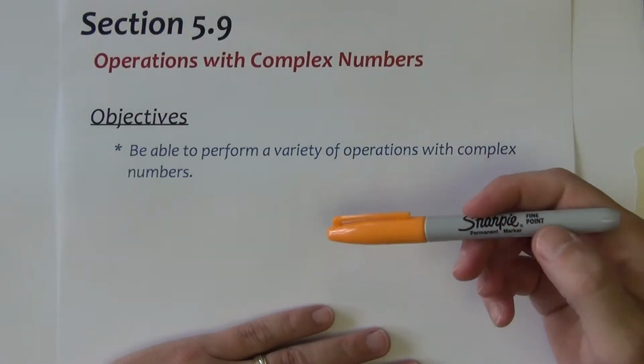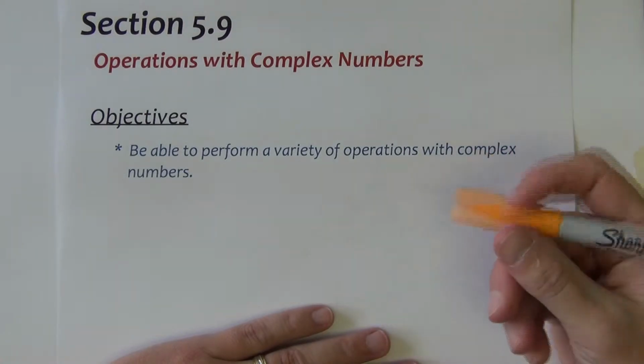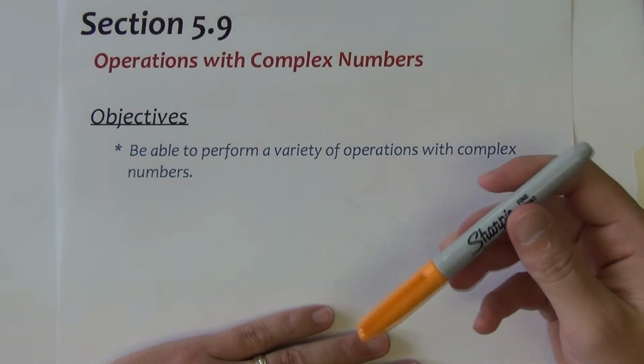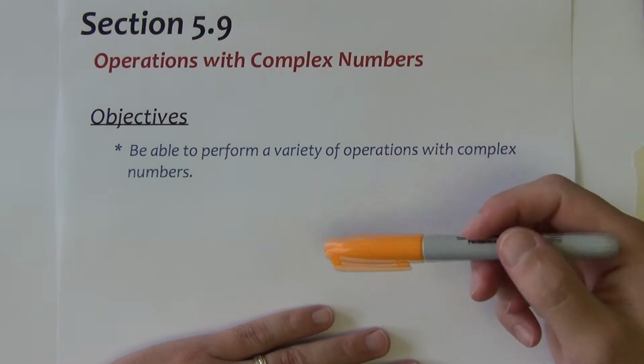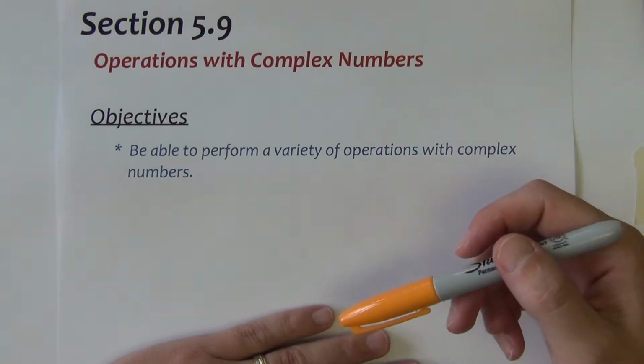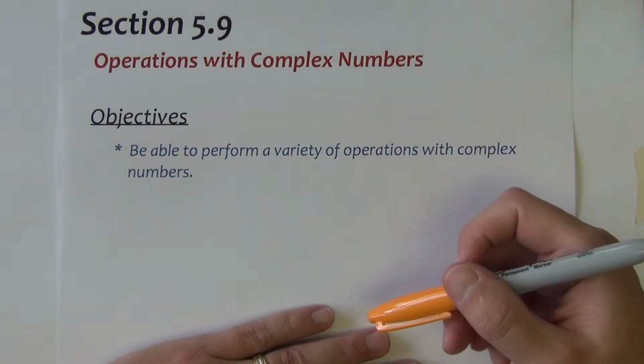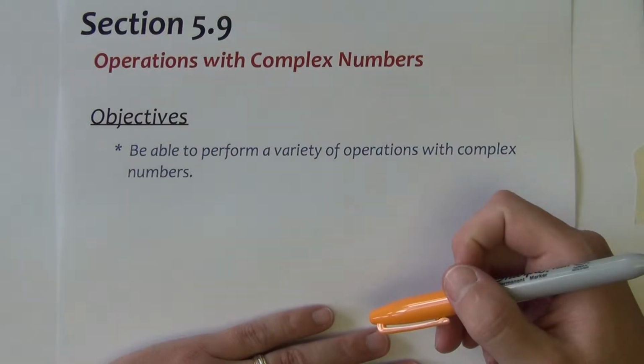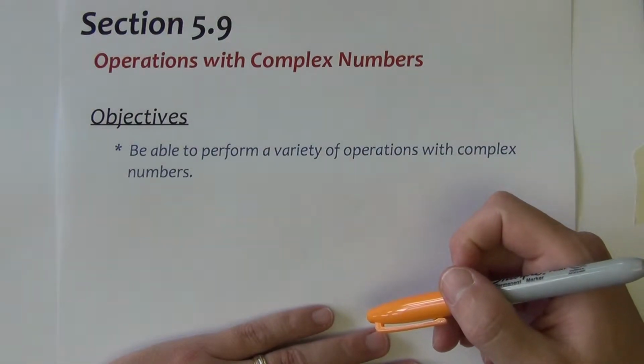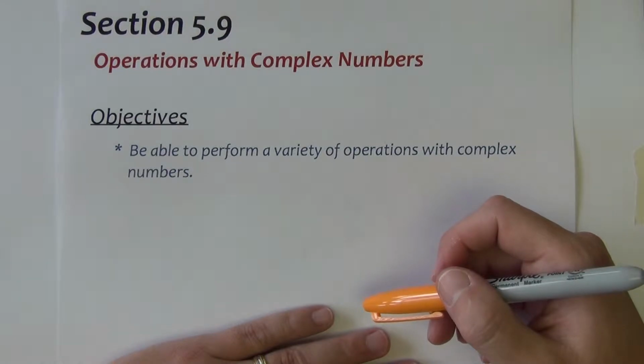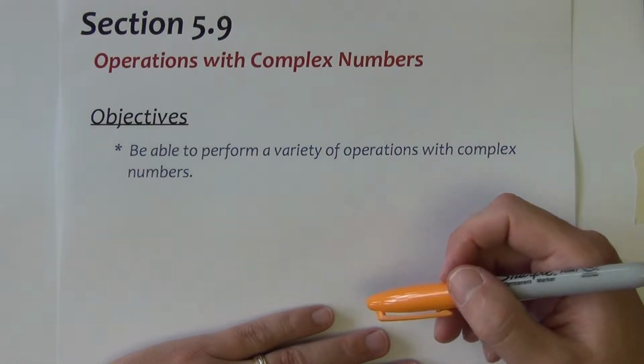Section 5.9 is the last one in Chapter 5. It's titled Operations with Complex Numbers. In this section we're going to do a variety of things. We're going to graph complex numbers, find absolute value, go over the 4 basic operations, how to add, subtract, multiply, divide complex numbers, as well as look at powers of imaginary numbers.